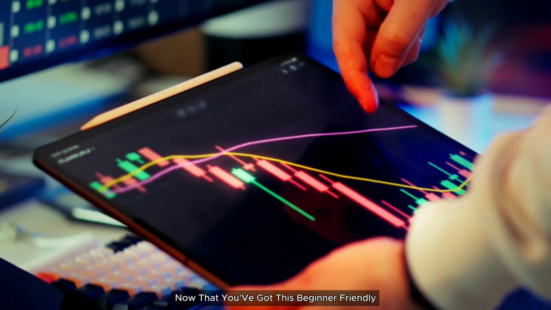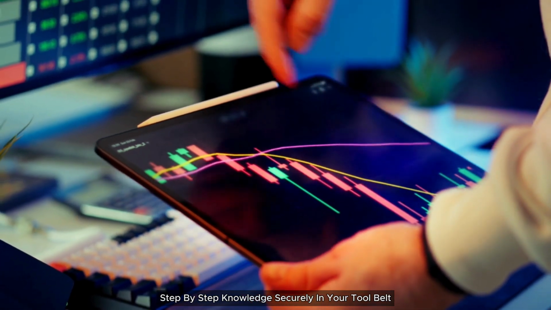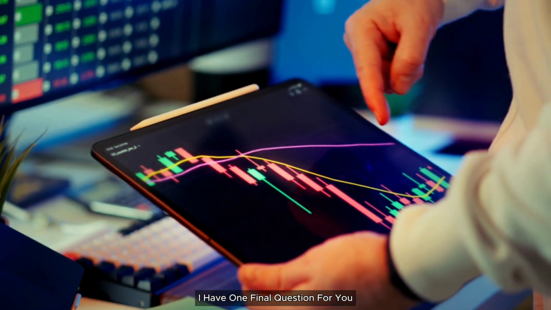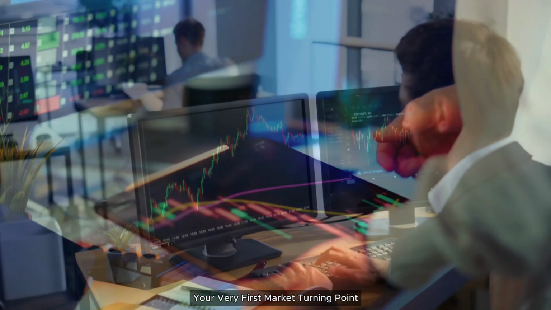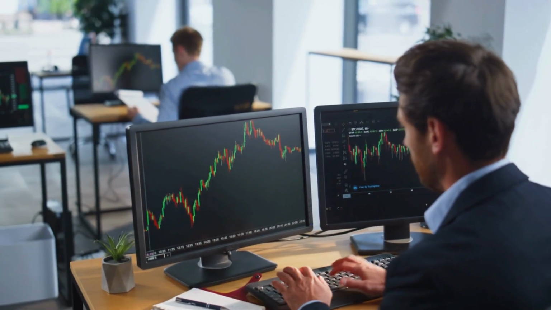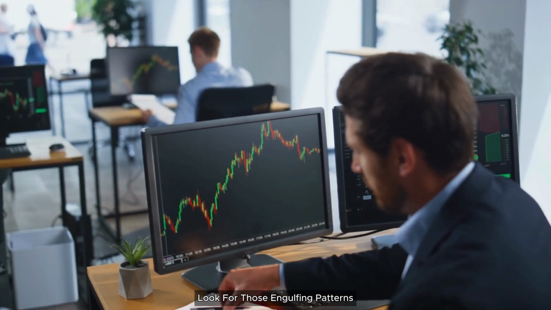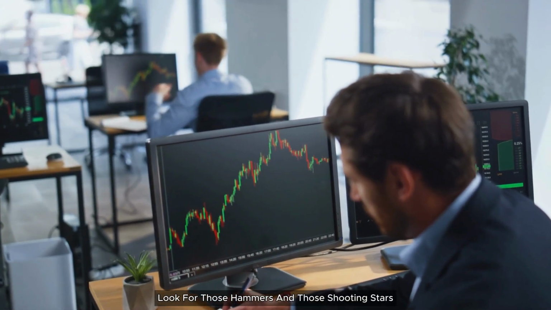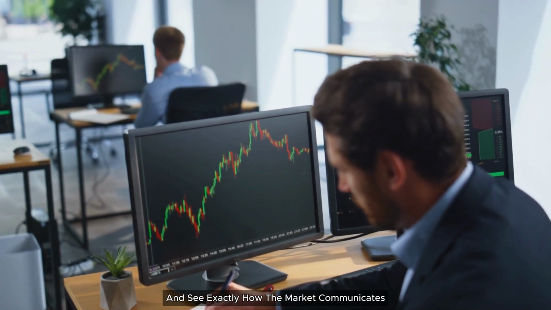Now that you've got this beginner-friendly step-by-step knowledge securely in your tool belt, I have one final question for you. Are you ready to spot your very first market turning point? Go ahead and open up a chart today, look for those engulfing patterns, look for those hammers and those shooting stars, and see exactly how the market communicates.